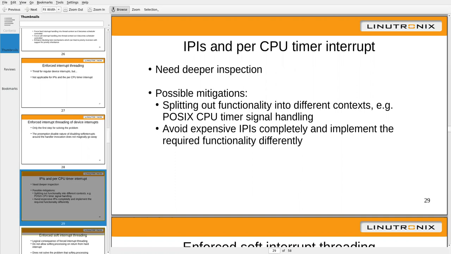But for interprocessor interrupts, especially those which run arbitrary functions, we have to go and look at actually what the function does, what kind of work it does. Is it taking any locks which can be taken in that context on RT? And we have to implement the required functionality differently. So that's a lot of work. A lot of it has been done. There are several solutions to do that.